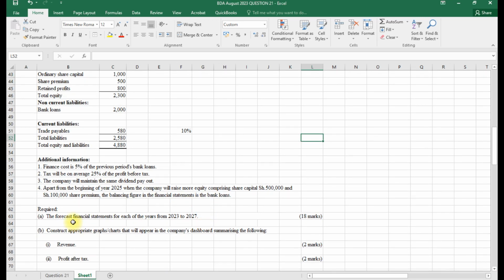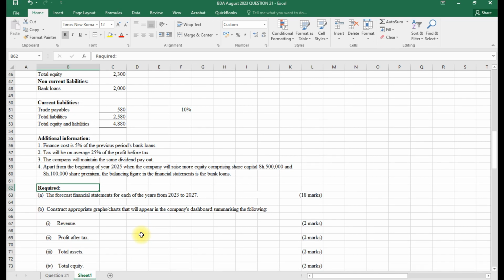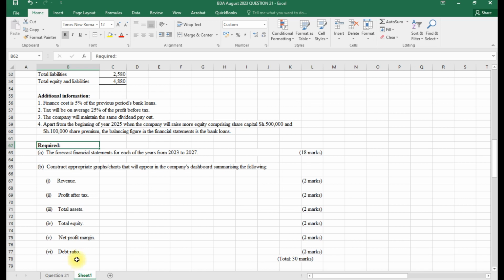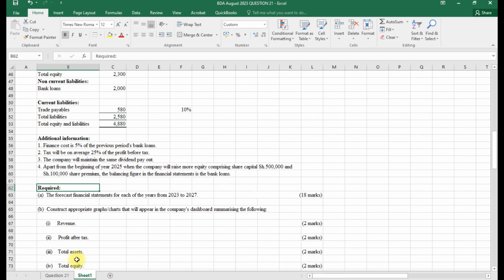So you are required, in part A, to forecast the financial statements for the years 2023 to 2027, and construct appropriate graphs or charts that will appear in the company dashboard summarizing the following: revenue, profit after tax, total assets and total equity, net profit margin, and also the debt ratio. It was a question carrying 30 marks. So you need to start with the first one.